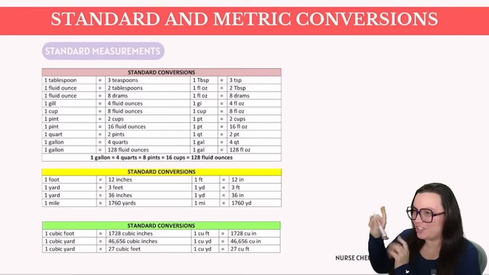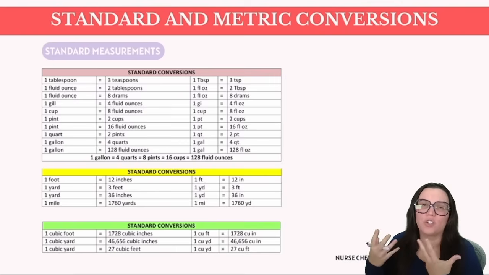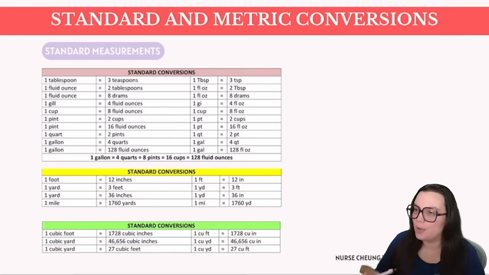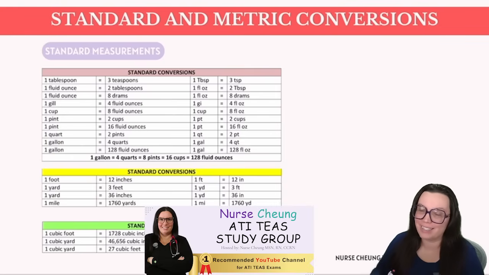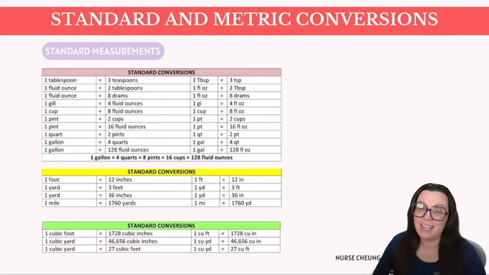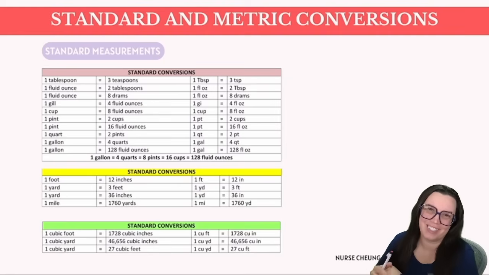So I put a little cheat sheet up here on your screen because these are the most common conversions that you're going to see when it comes to the standard measurements of length, weight, and capacity. So just become very accustomed to these. Sometimes the TEAS is actually going to give you the formula, sometimes they won't. So it's good for you to have a general understanding of how to calculate between them in case you encounter these questions on the TEAS.